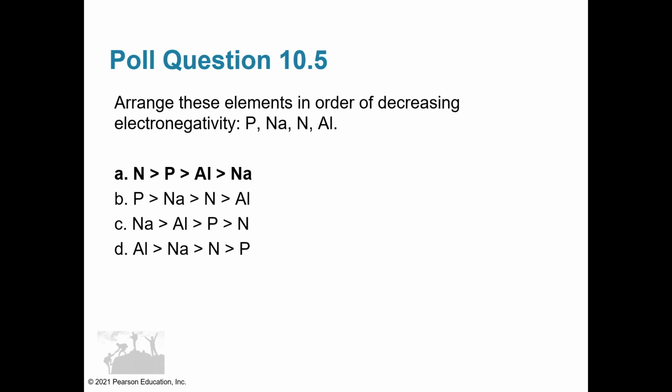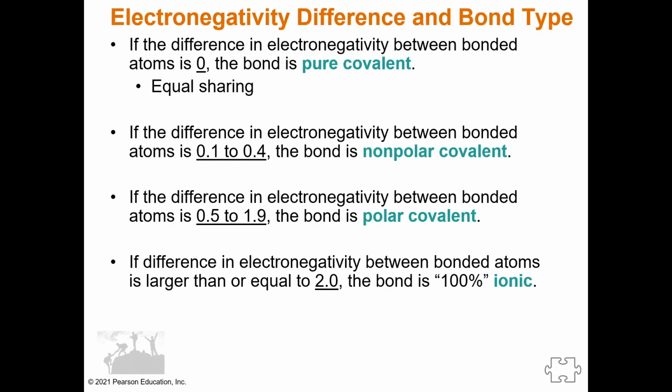Okay, so here's our answer. If you didn't have the figure in front of you, just remember the trend. Going from left to right, electronegativity increases, and going down the column, electronegativity decreases. This is one set of electronegativity differences that you could use to label the different types of covalent bonding.